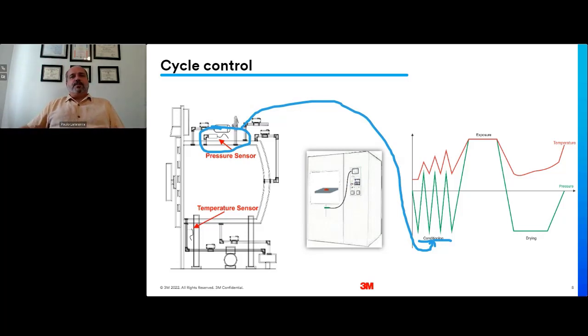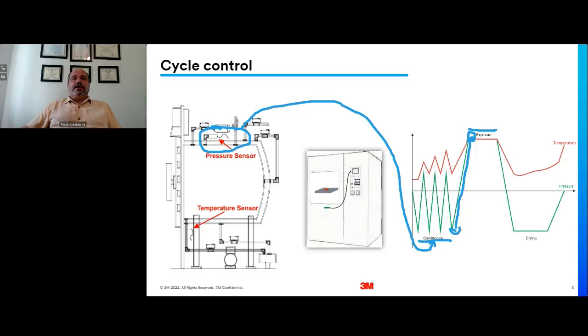Once it reaches this point and starts going up to the exposure phase, when it reaches the beginning of the exposure phase, then temperature is the main control. Pressure is being monitored, but I start controlling the temperature because I cannot have a temperature variation during exposure. And then I'm going to control time all the way to the end of the exposure phase.